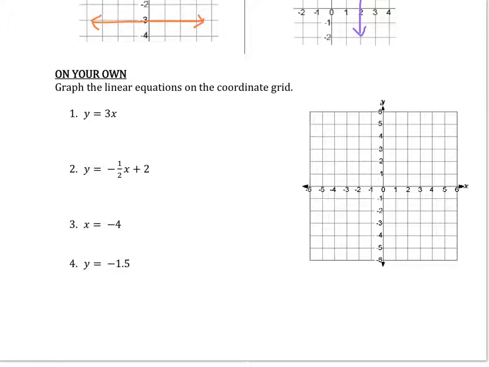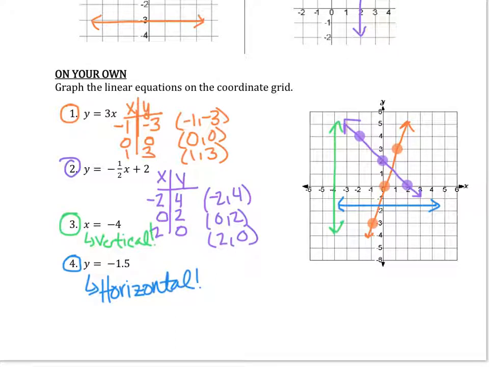You can either use a different color or maybe just label each line as you go so it doesn't get mixed up. But go ahead and pause. I'm going to do all the work on here and then hit play when you're ready to check. Okay, so hopefully your graph turned out pretty similar to mine.